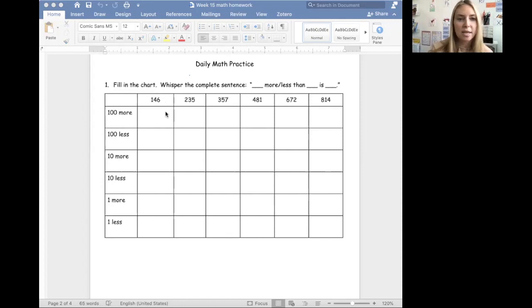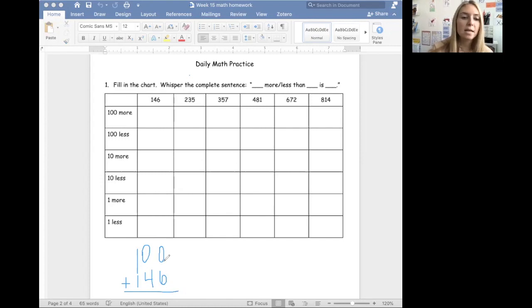It has a chart, and for each number, they'll do 100 more, 100 less, 100 more, 10 less, things like that. So for this, there are lots of different strategies we use. Some of the kids were actually writing out equations. That would be like, for 100 more, it would be 100 plus 146. You could do any number on top or bottom and use their knowledge of place values.